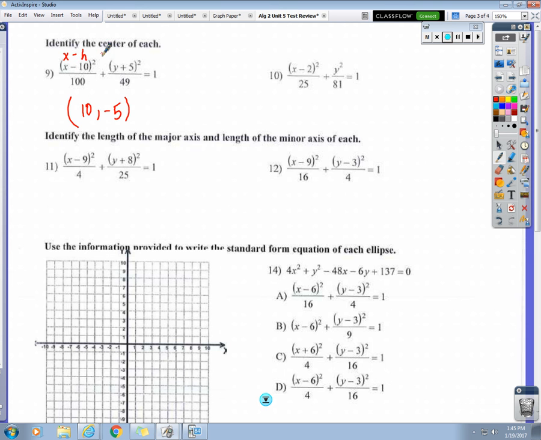Minus was part of the formula. So over here, it's y minus k. So the only way this could have ever become a positive 5 is if you had done a y minus a negative 5. So the k was a negative 5. They're always the opposite of what they look like in the formula.